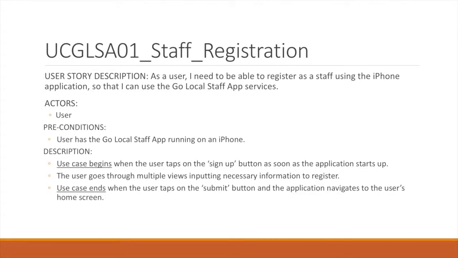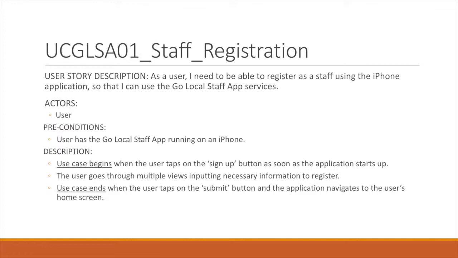Our first use case is for the staff registration. The user should be able to register as a staff using the iPhone application so that later on they can use the services provided by the GoLocalStaff app. The actors could be any users, and the precondition that we have is the user needs to have the GoLocalStaff app running on their iPhone.